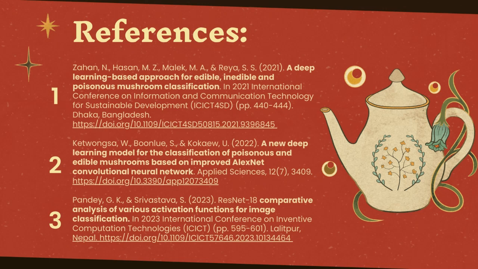Lastly, some of the references that were used for this assignment is a research paper named A Deep Learning-Based Approach for Edible, Inedible and Poisonous Mushroom Classification, which was published in the 2021 International Conference on Information and Communication Technology. And then we also have a research paper titled A New Deep Learning Model for Classification of Poisonous and Edible Mushroom based on an Improved AlexNet Convolutional Neural Network. And lastly, the research paper that we used is Comparative Analysis of Various Activation Functions for Image Classification, which was published in the 2023 International Conference on Inventive Computation Technologies.